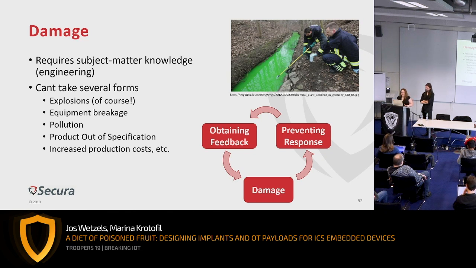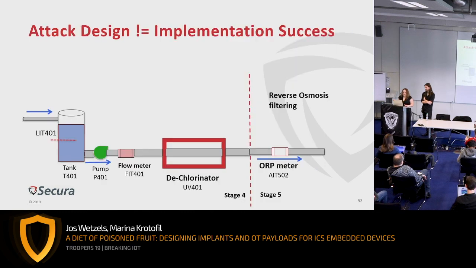And damage can take several forms. It's not necessarily, this is so surprising, it's not necessarily only explosions. You can do, of course, equipment breakage, you can do pollution. This is actually a photo from Germany. Isn't it beautiful? You can make product out of specification, especially attackers now target additive manufacturing. So you basically mess up the parts, and it's already happening. You can increase production costs, for example, more electricity consumption and so on.